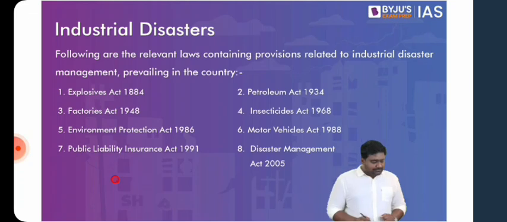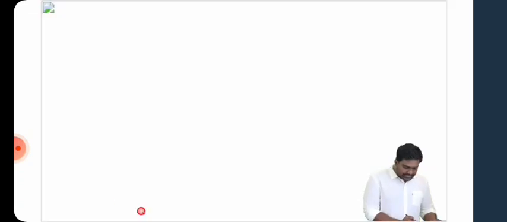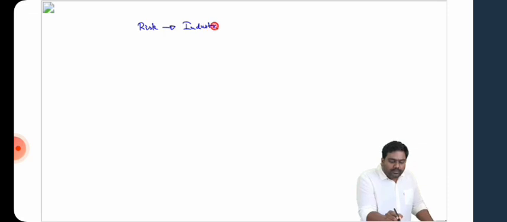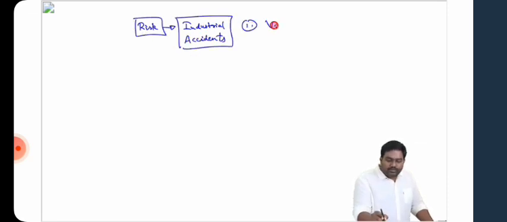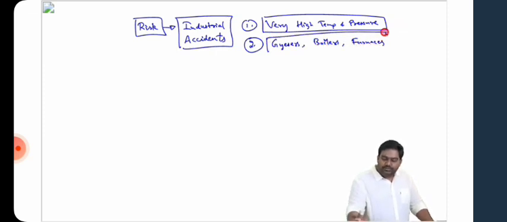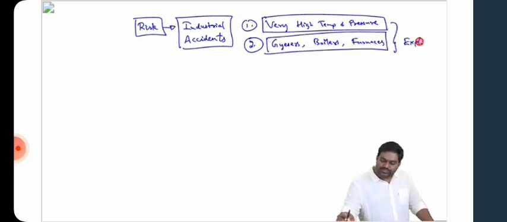Now the question is, which industry is at the highest risk? In which industry do you witness these kind of accidents? In which industry can you witness the risk for such industrial accidents and disasters? In any industry, wherever there are very high temperature and pressure conditions, where high temperature and pressure are being used through geysers, boilers, furnaces, they are highly prone to explosions.